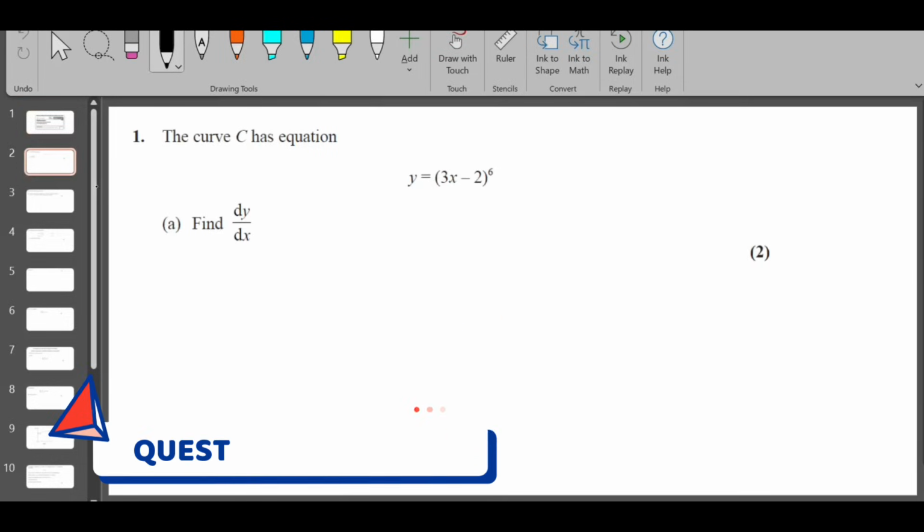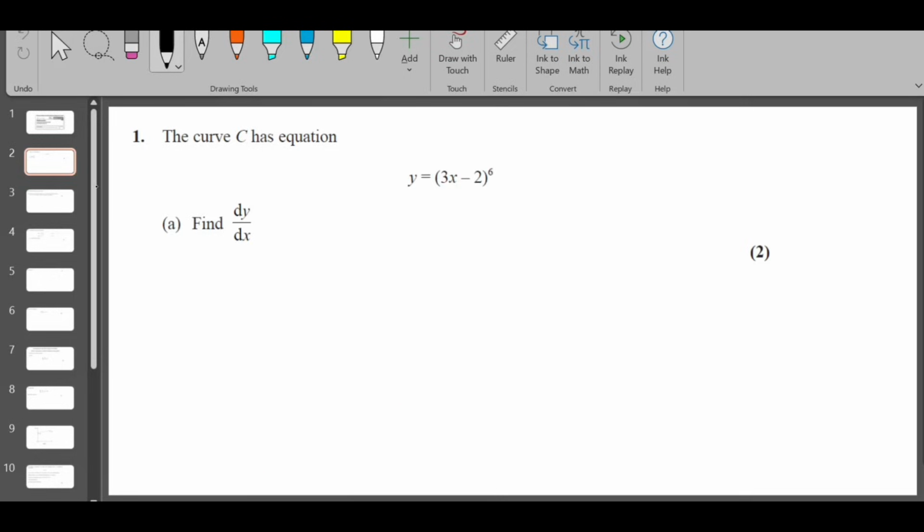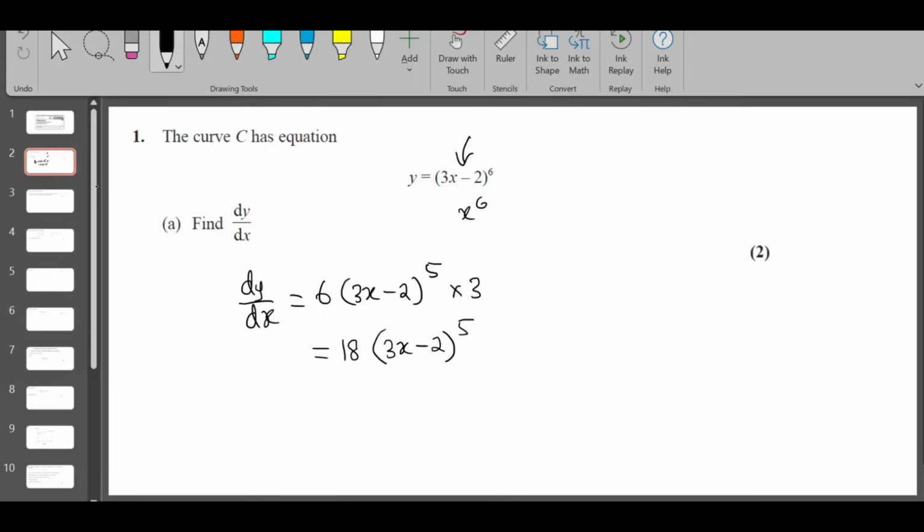So let's look at question number 1. You have a composite function y. They want you to find dy over dx. So we are going to apply the chain rule by taking it as x to the power 6. The derivative of this is 6x to the power 6 minus 1, times the derivative of 3x minus 2, which is 3. So it's just 18 (3x minus 2) to the power 5. That's all. Just apply the chain rule.